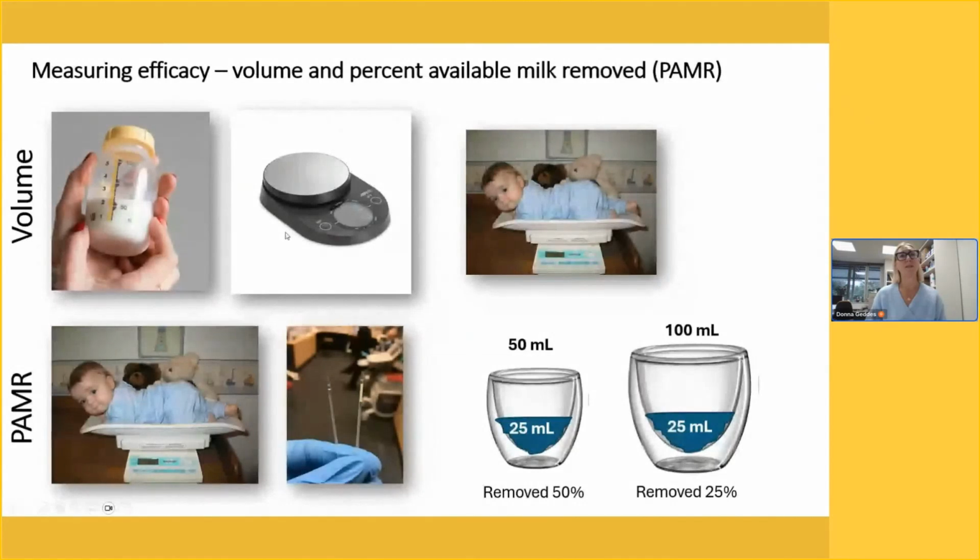A way around that is to measure the bottle before and after the milk is pumped, and the difference in grams is equivalent to mils. So 1 gram is essentially roughly 1 mil of milk. In our group, we actually use something called percent available milk removed, and I'll show you why, because volume can be quite misleading. So here we send our mothers home with sensitive scales to weigh the baby or expressed milk before and after every feed or expression.